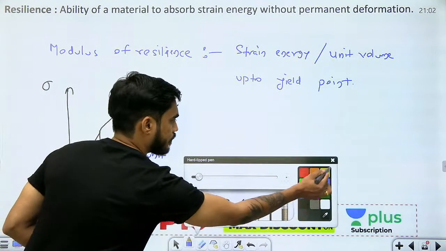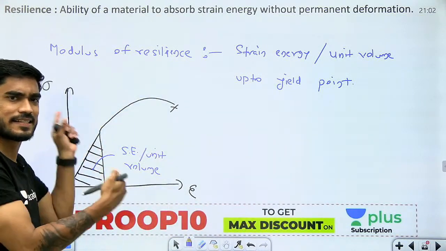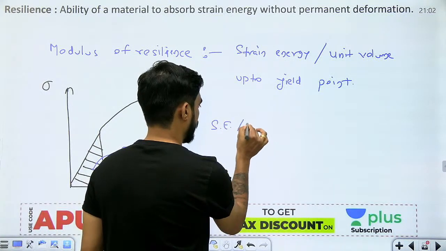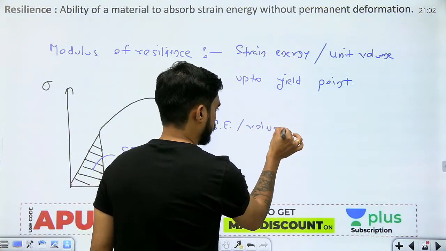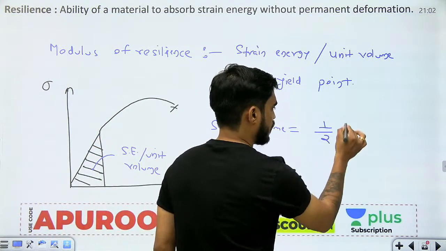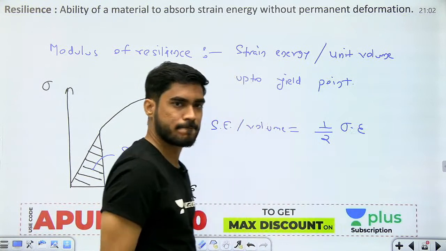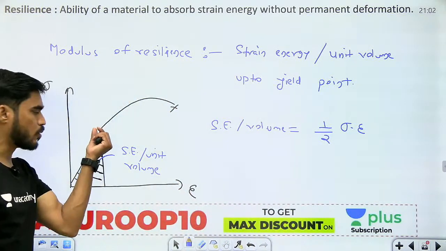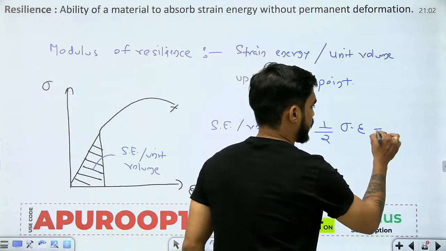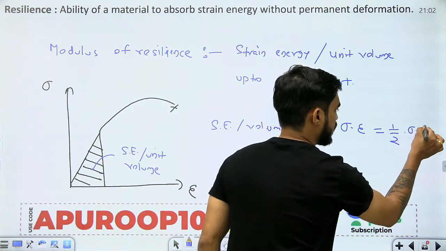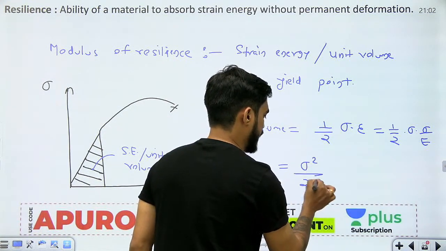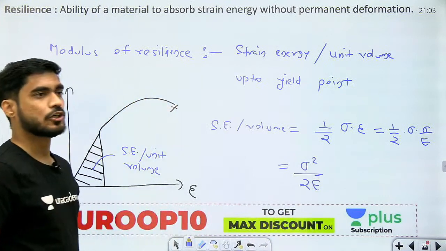Now beta, what is the stress? Let's say the stress is sigma and the strain is epsilon. So beta, strain energy per unit volume will be equal to half into base into height. Now beta, up to this point the stress strain curve is linear. So can I write epsilon equal to sigma by E? So strain energy per unit volume is sigma square by 2E.